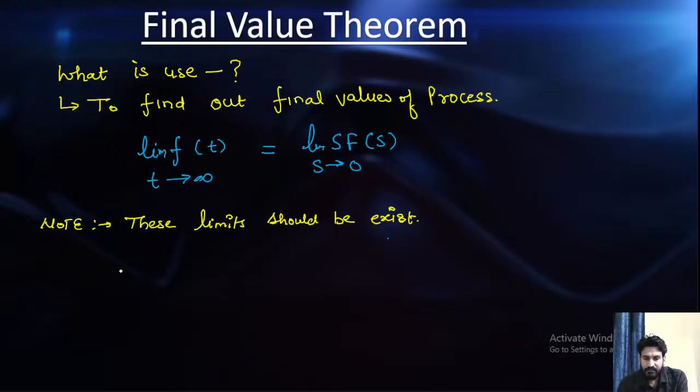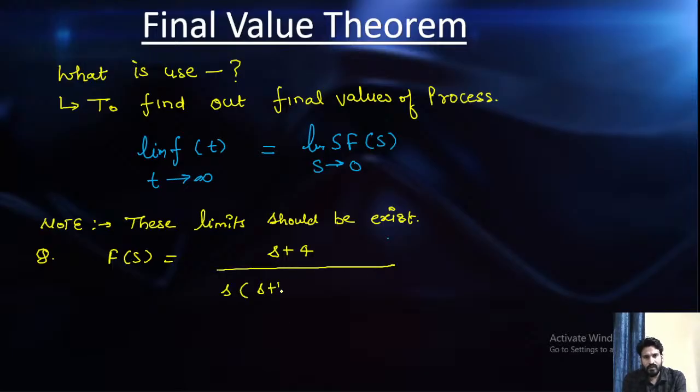Very simple, I'm asking a question. I have a question. Your f of s is, let's suppose, s plus 4 divided by s into s plus 1, s plus 2 and s plus 3. This is your f of s. Find out the final value.